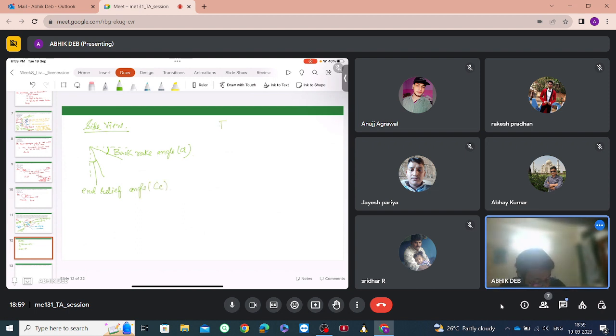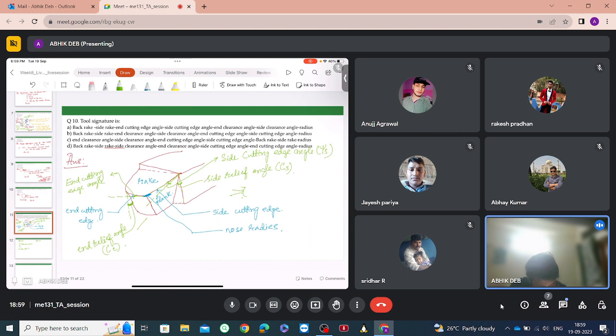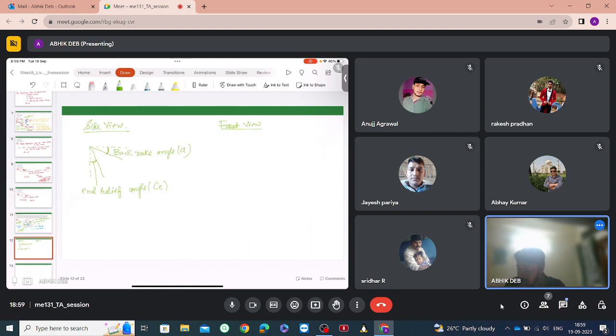Now if we see in the front view, as in from this side, what angles will we see? We will see a section like this. So what is this angle and this angle? This is the side rake angle. Okay, side rake angle.